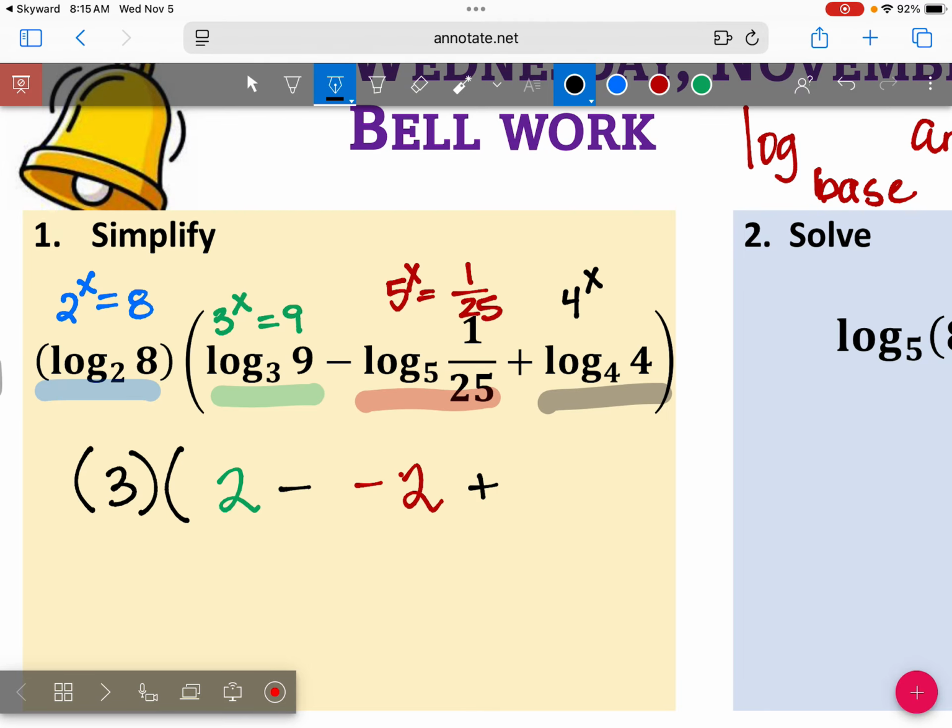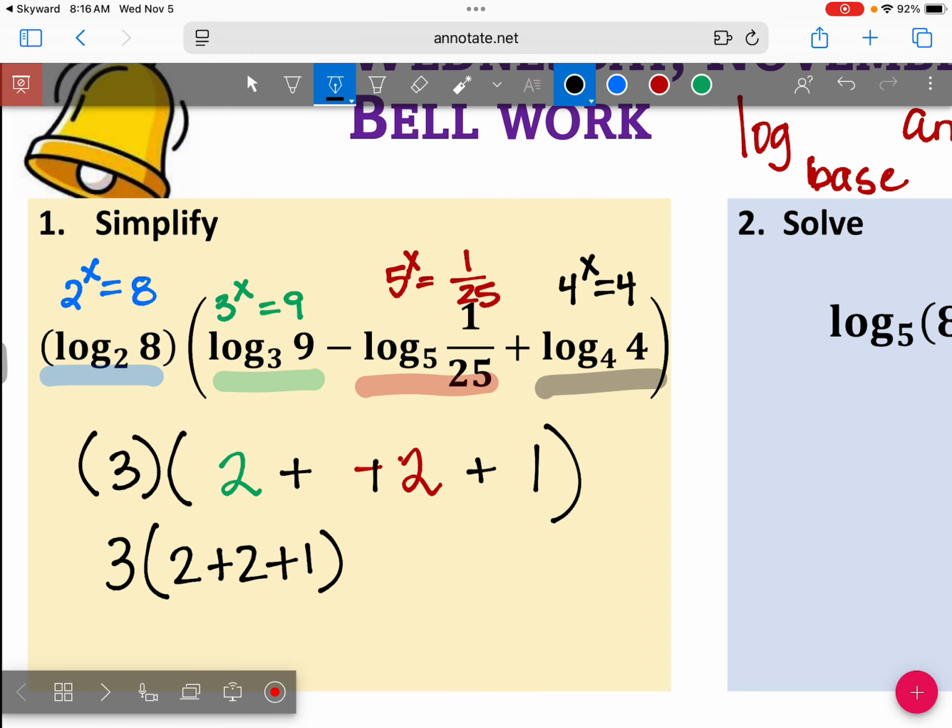And then we have our last one. 4 to the what power is 4? 1. So after you do that, we just do our order of operations. So what I have here is 3 times, and then this becomes a plus, so that would be 2 plus 2 plus 1, which is 3 times 5. So who got 15 for their answer? And that would be your final answer.